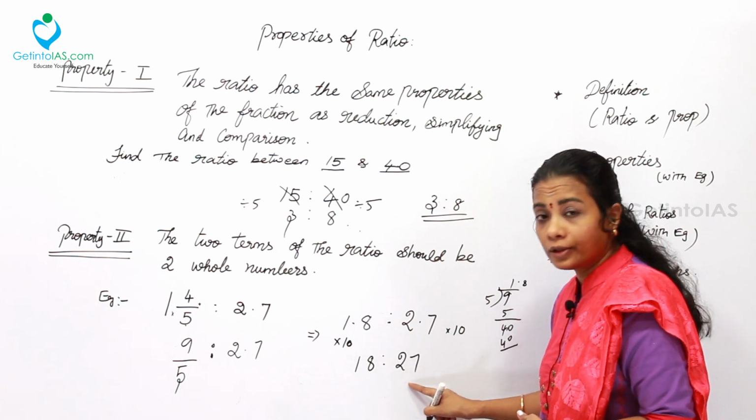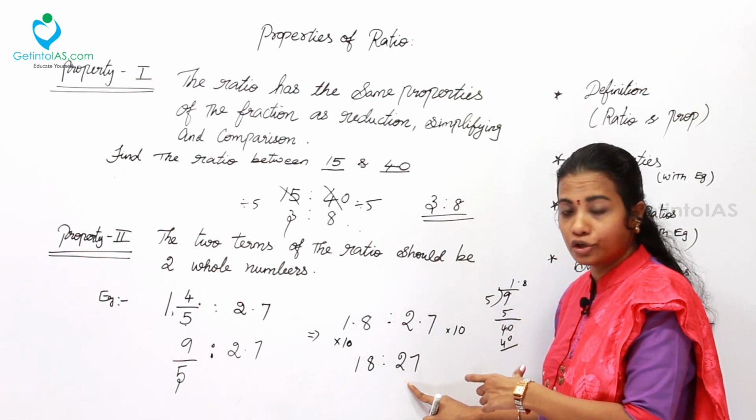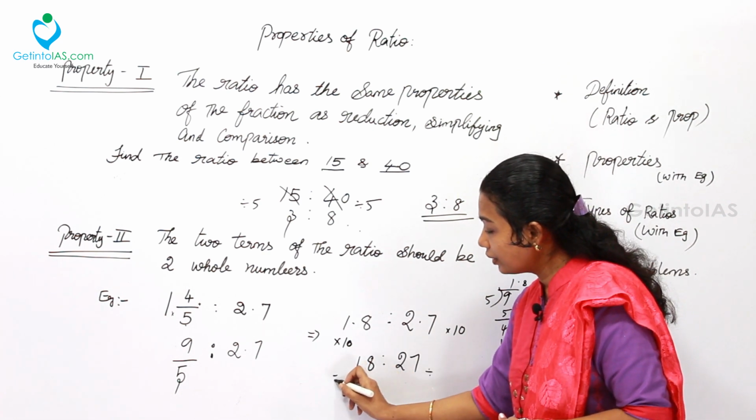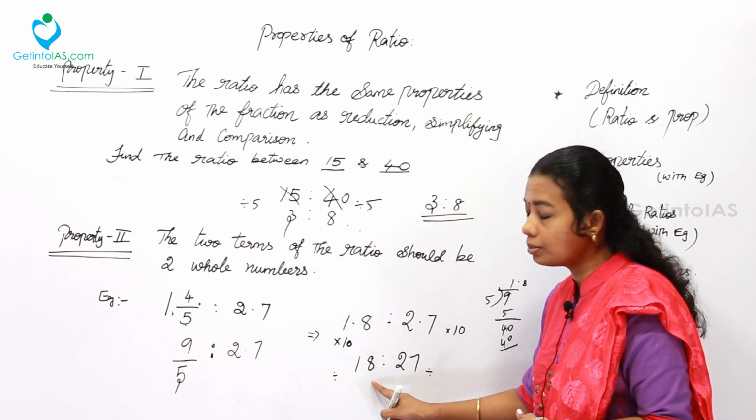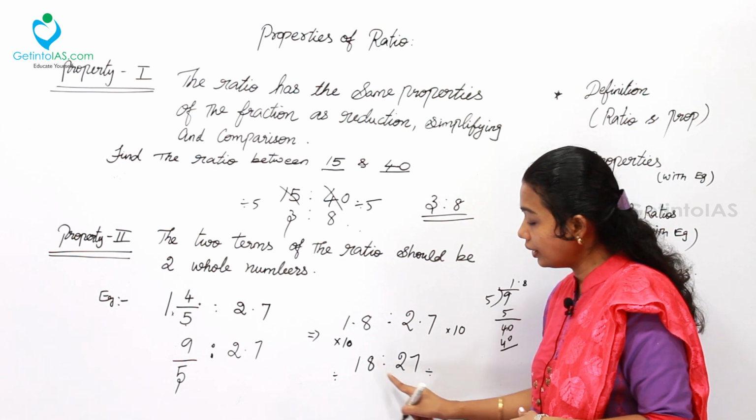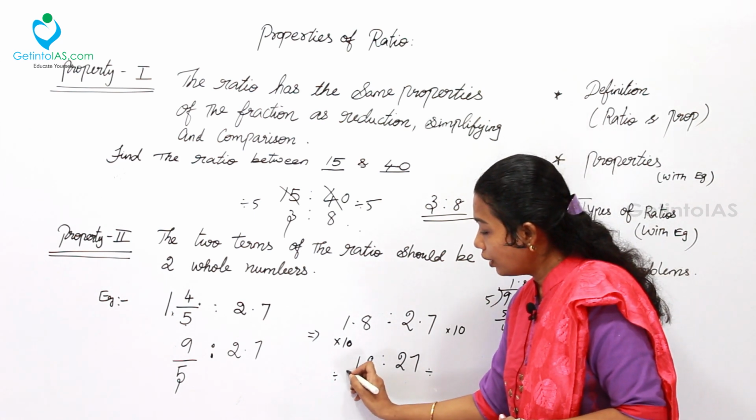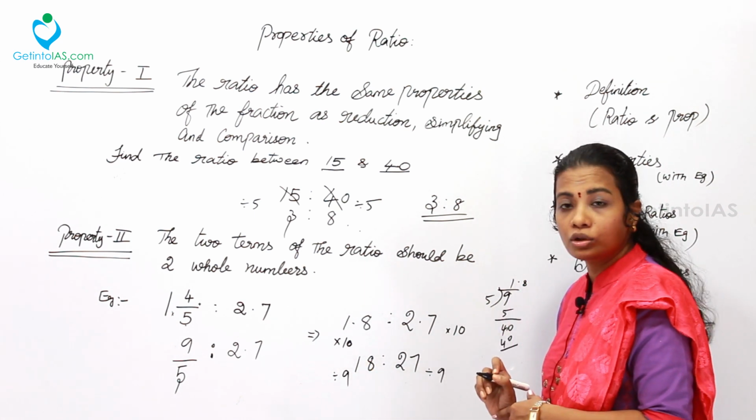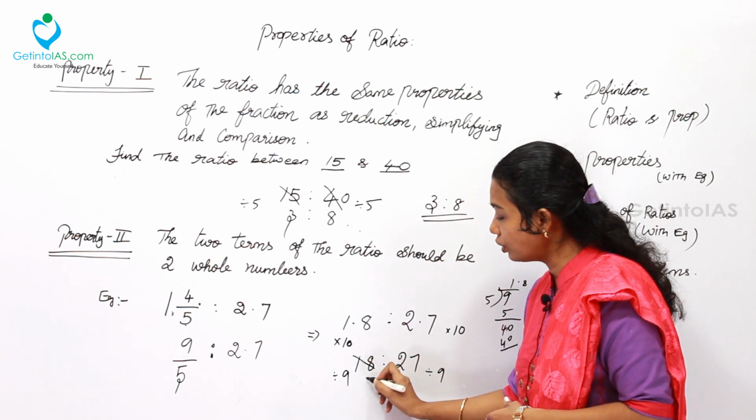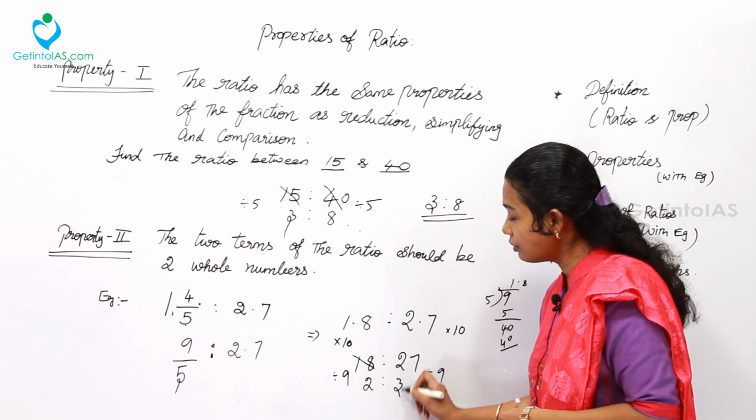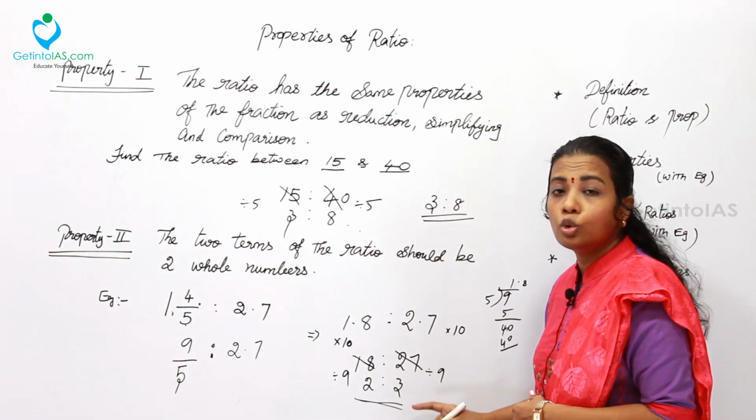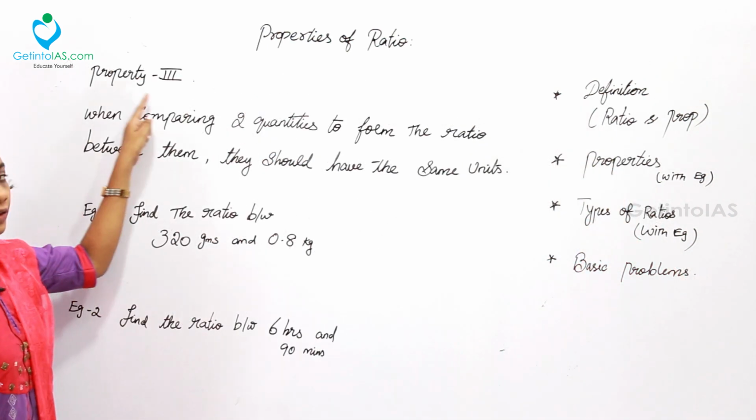Now, in order to get the final ratio, that is the prime ratio, you divide by the common number which is divisible in both values. Here 18 and 27 are given, so 9 is divisible in both values. Finally, my answer is 2 times 9 and 3 times 9. Final answer is 2:3.